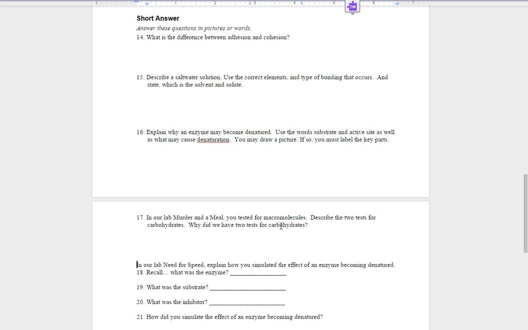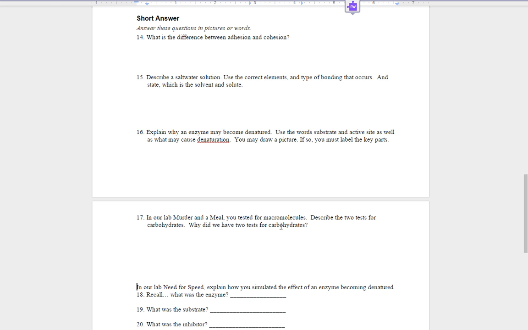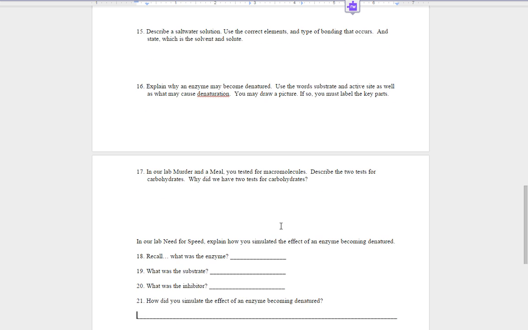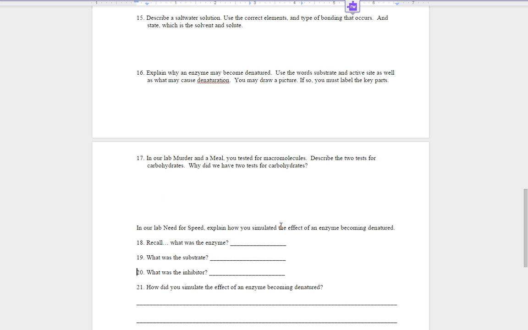And then in the lab Need for Speed, explain how you simulated the effect of an enzyme becoming denatured. Okay, to do that, you need to remember, what did we state was the enzyme in that lab? What was the substrate? And what did we use as the inhibitor? Okay. So remembering those three things, how did you simulate the effect of an enzyme being denatured?